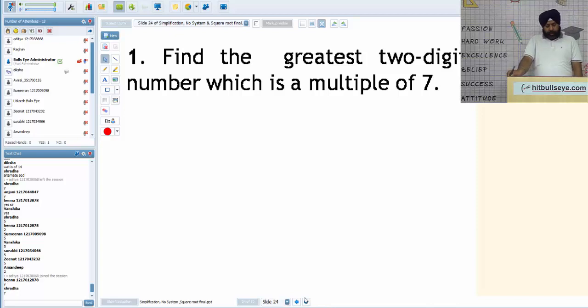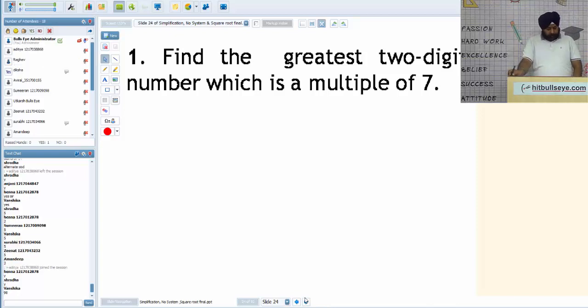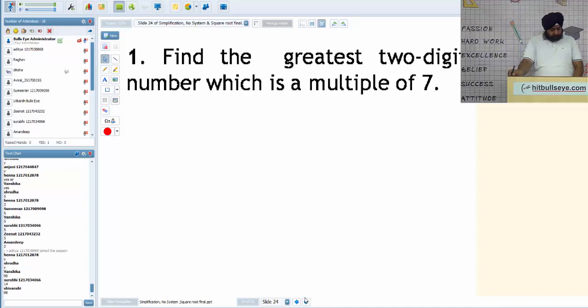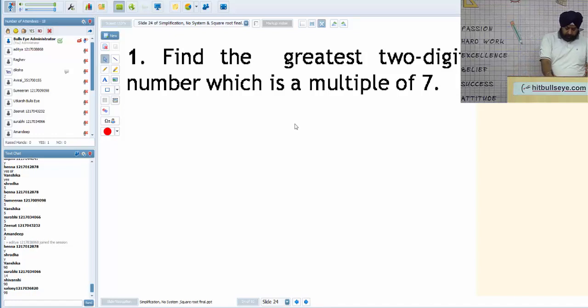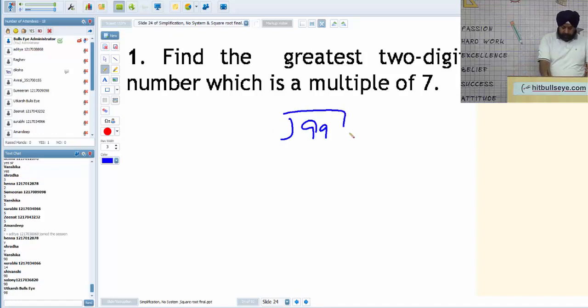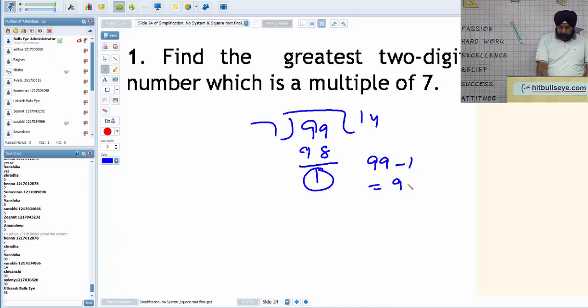Find the greatest two-digit number which is a multiple of 7. Vanshika says 98, Surbhi says 14. Surbhi, 14 is the quotient. The number is 98, absolutely. The greatest two-digit number is 99. 99 divided by 7: 7 fourteens are 98, remainder 1. If we subtract 1 from 99, it will be divisible by 7. So we have understood the concept with a smaller, basic example.